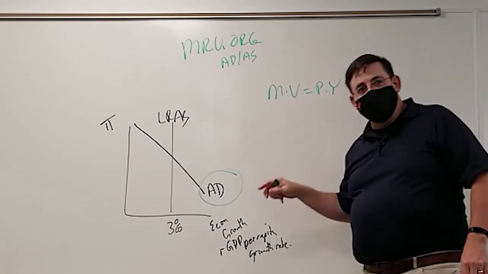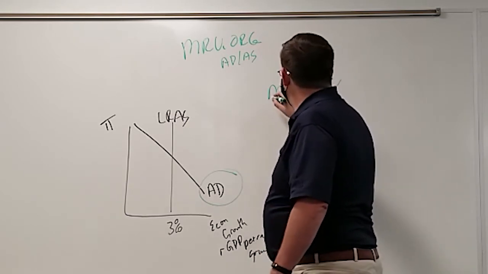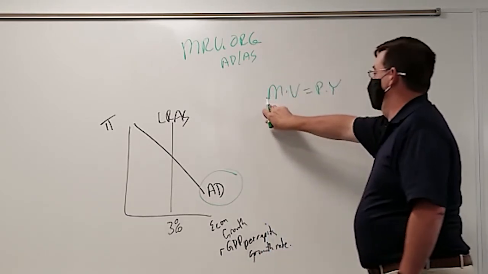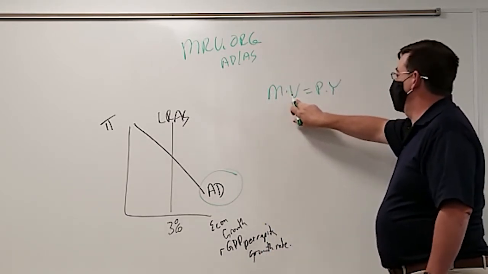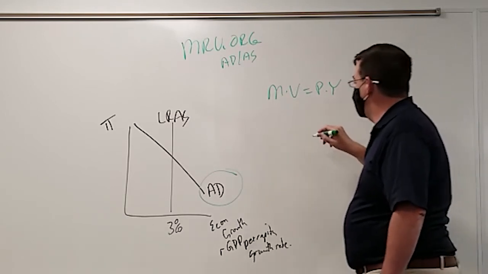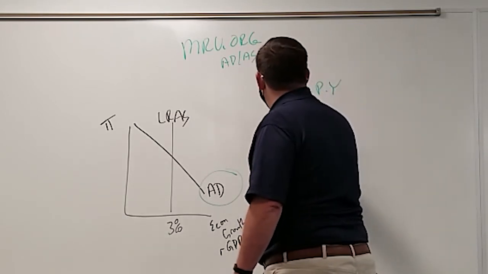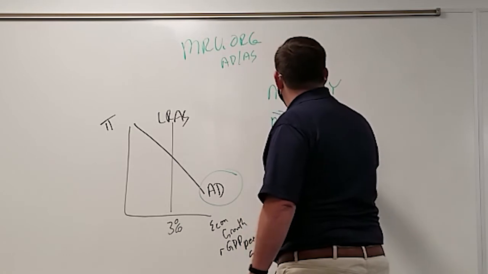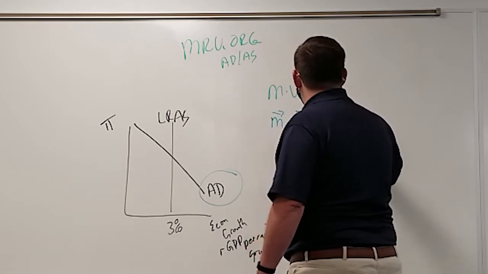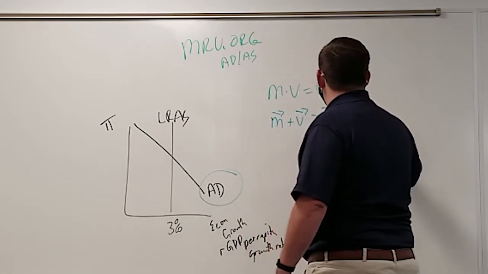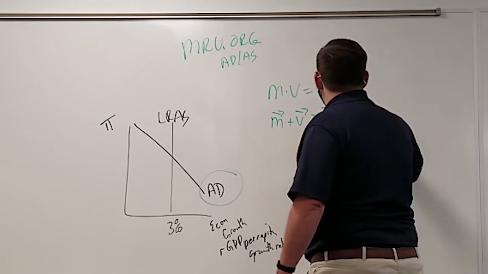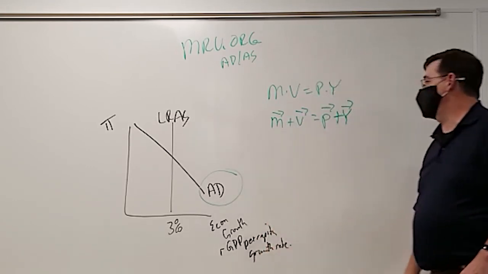There's a theorem called Euler's theorem that says that if we want to find the change in each of these variables, we can rewrite it by saying that the change in the supply of money plus the change in velocity is equal to the change in prices plus the change in real output.